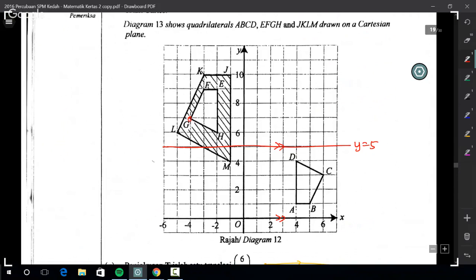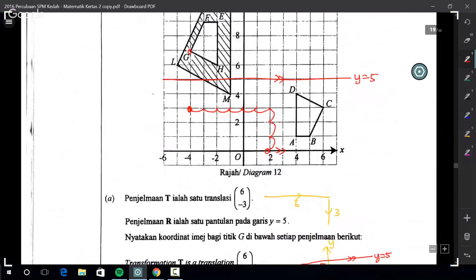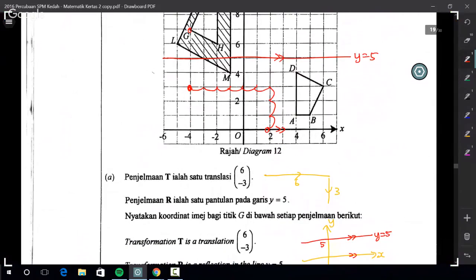So first, G is going to reflect. After reflection, G will come to here. Then you move 6, -3: 1, 2, 3, 4, 5, 6 to the right, going down 3 units, 1, 2, 3. Your G will go to here. So therefore, the answer should be (2, 0).